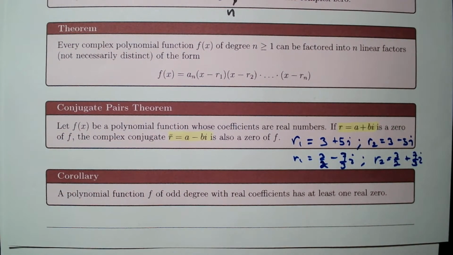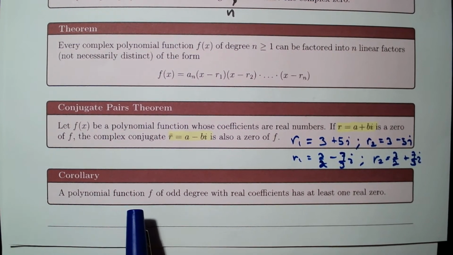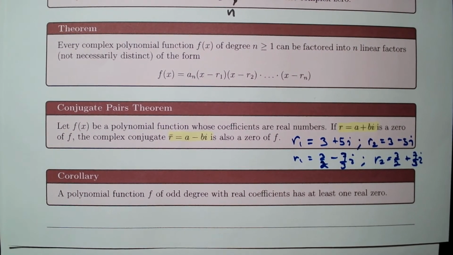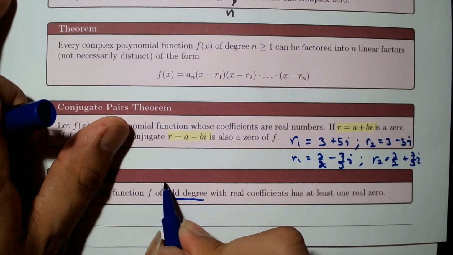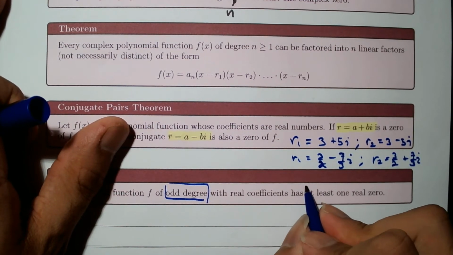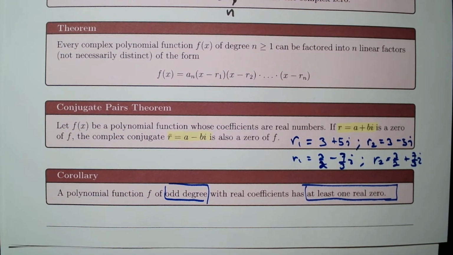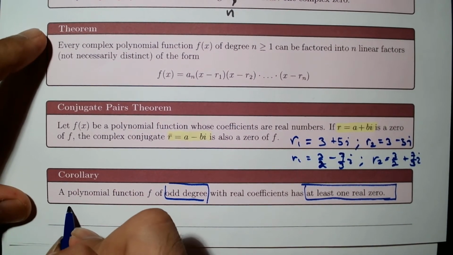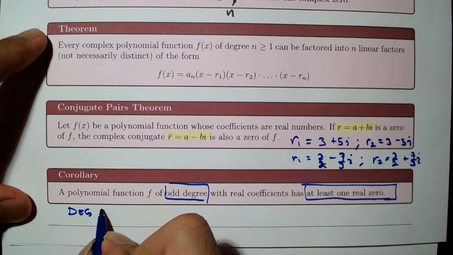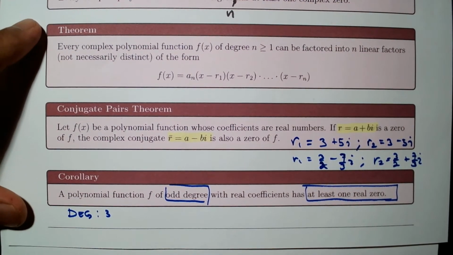And a consequence of all these ideas is that a polynomial function of odd degree will have at least one real zero. Well, let's illustrate that idea. For example, we have a polynomial of degree 3. Well, there could be two cases.